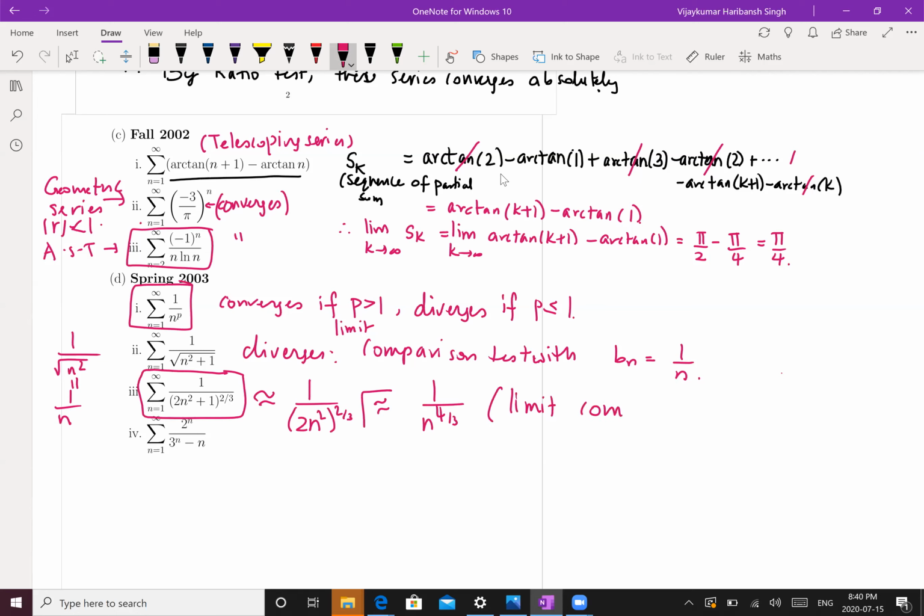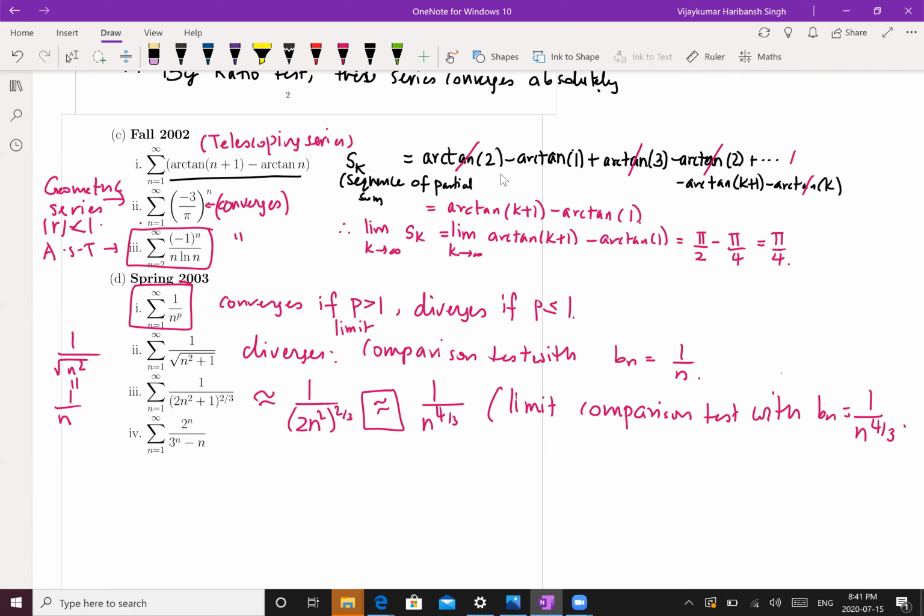Note that you can't write like this, okay? This is just for your idea, really. When you're writing the solution, you have to write it properly. So limit comparison test with what? With Bn equals 1 by n to the power 4 over 3.